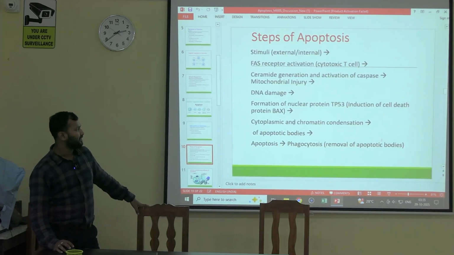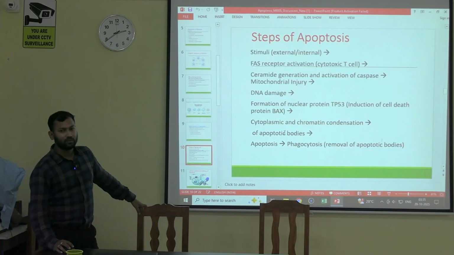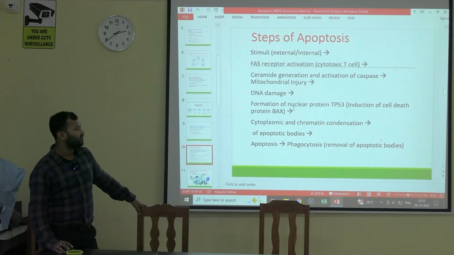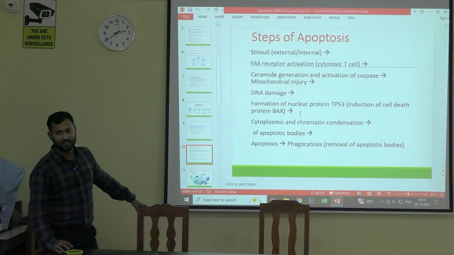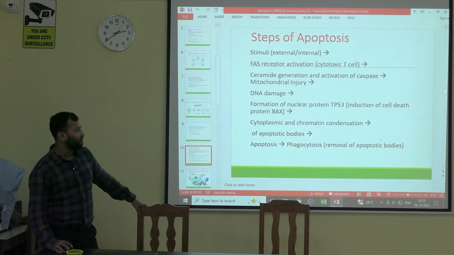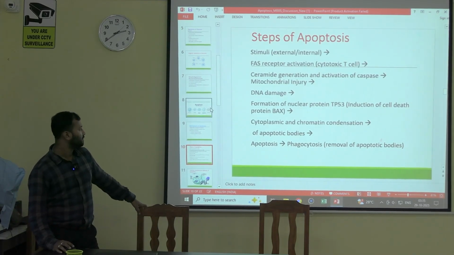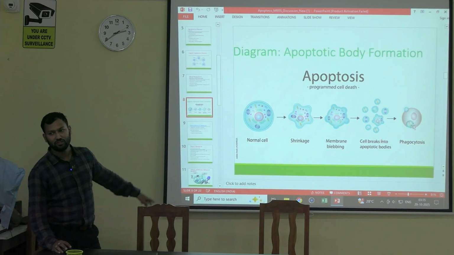Then there will be cytoplasmic and chromatin condensation. I have already shown you in the picture these apoptotic bodies. Then there will be apoptosis. The different organelles will form blebs and they will keep on separating. Then there will be phagocytosis. As I have shown you in this picture, there will be phagocytosis going on in this cell.